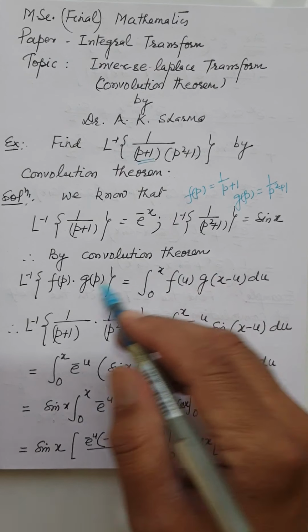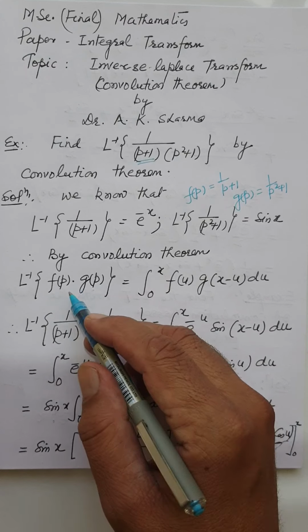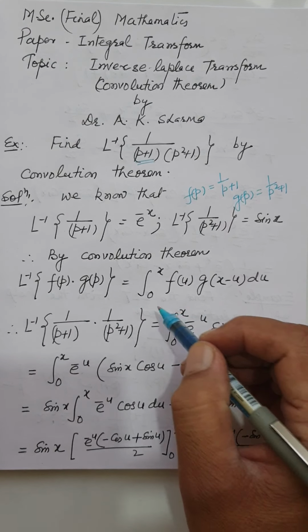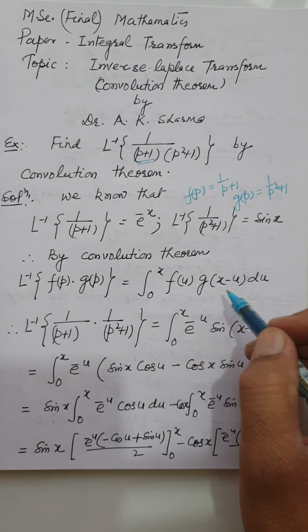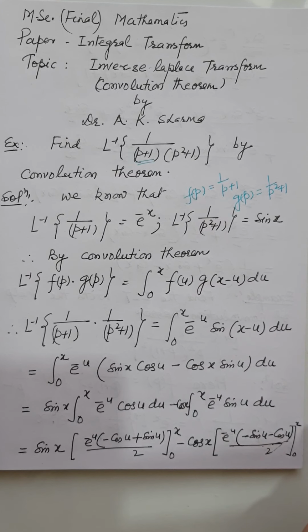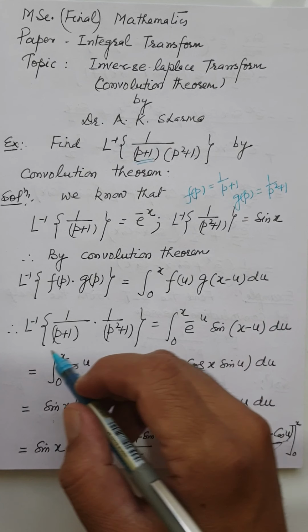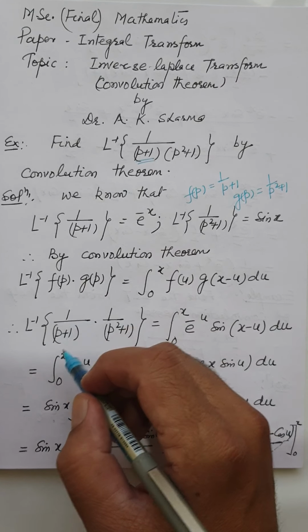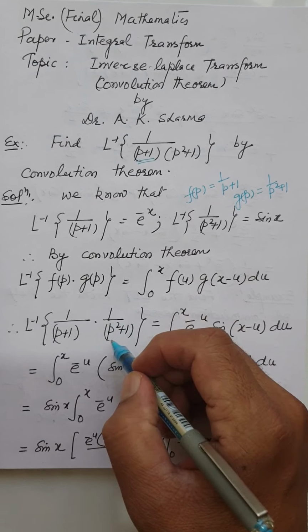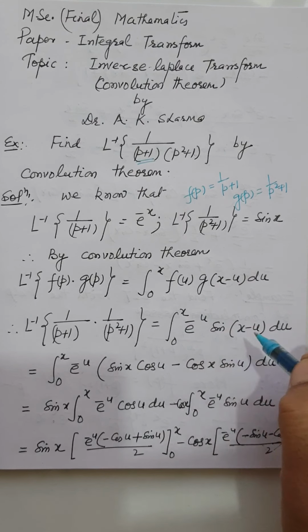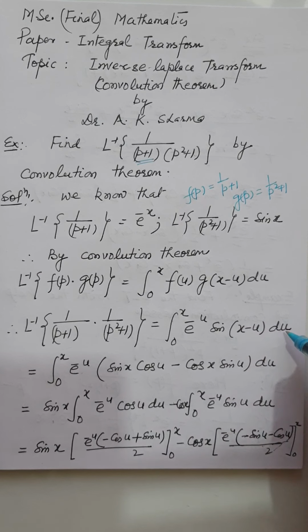By the convolution theorem, the inverse Laplace transform of F(p) times G(p) is equal to the integral from 0 to x of f(u) g(x minus u) du. So the inverse Laplace transform of 1 upon (p plus 1)(p square plus 1) is the integral from 0 to x of e raised to power minus u sin(x minus u) du.